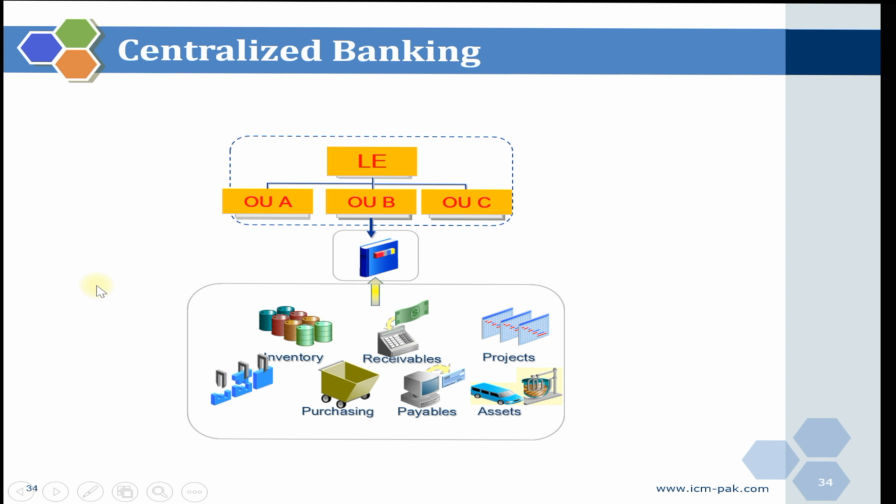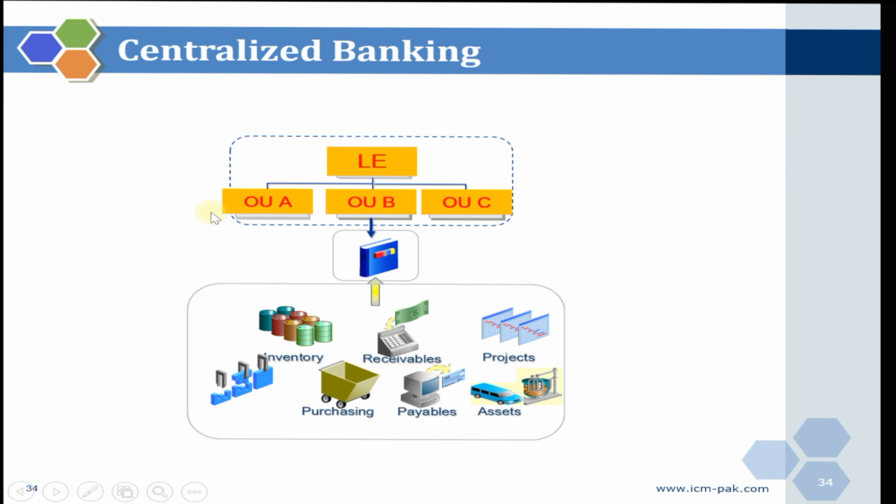In Oracle 12.2, a centralized banking system is introduced. You can have a bank account which can be linked either with the legal entity or with an operating unit. For example, you have a bank account for which you need to make payments or receipts in many operating units. In that case, you will link your bank account with the legal entity. But if you want a bank account only for transactions related to a certain operating unit, you can also do that.